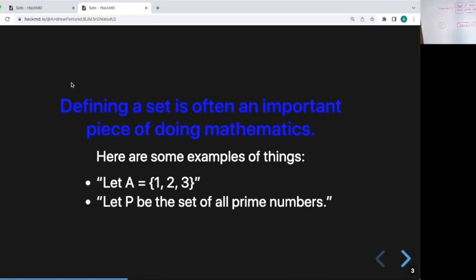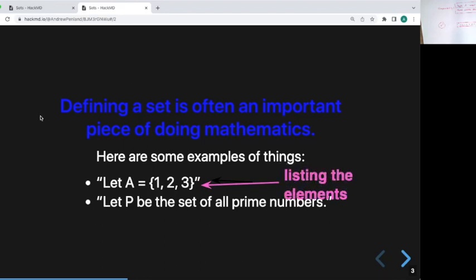You can either define a set by listing the elements in it. Like here I'm saying, let A be the set 1, 2, 3. The way that we denote a set is with a curly brace, and then we put commas between all of the things that are in the set, and then we close the curly brace. That's what's called just listing the elements. That's one way. The other way is you can just describe the set.